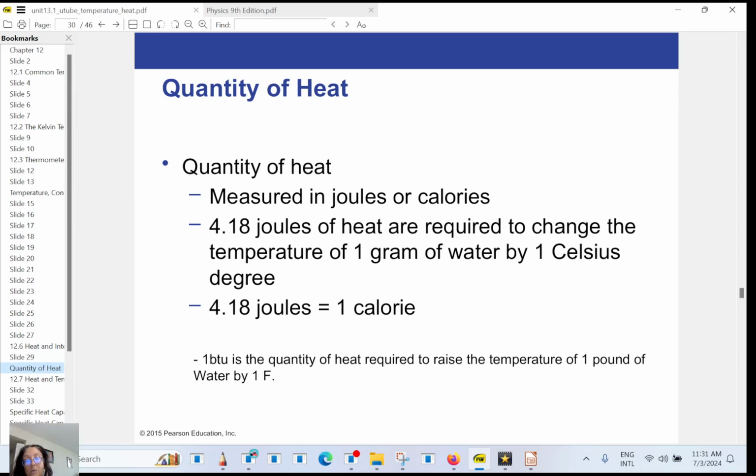Another unit is the BTU that is used in the US. That is the amount of energy that you need to bring to 1 pound of water to increase its temperature by 1 degree Fahrenheit. So it's a different unit.